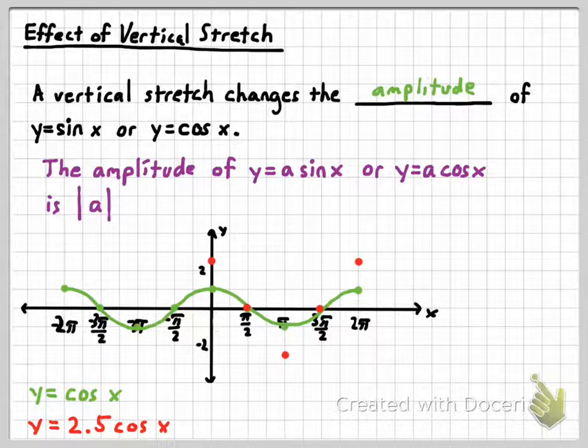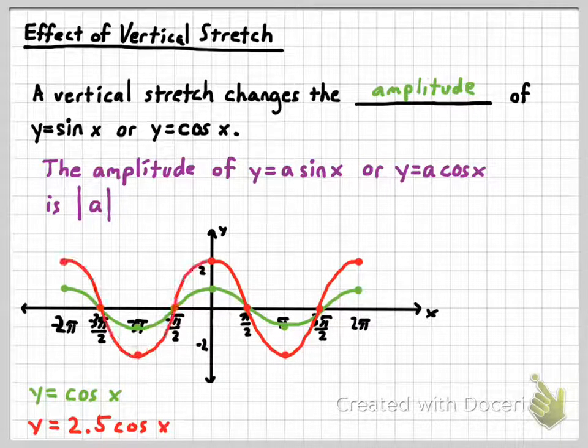Okay, so there's the first half of the graph. You see it only changed the height, it didn't change the cycle. We still have one full cycle of values between 0 and 2 pi. And here's the left half of the graph. Voila. Alright, so the vertical stretches affect the amplitude of a sine or a cosine function.